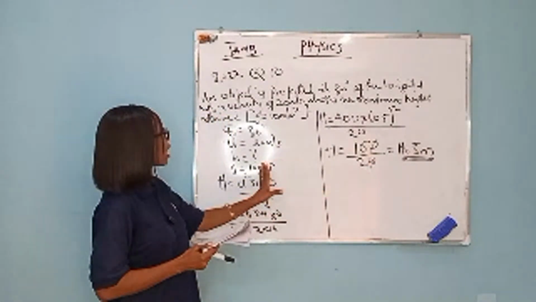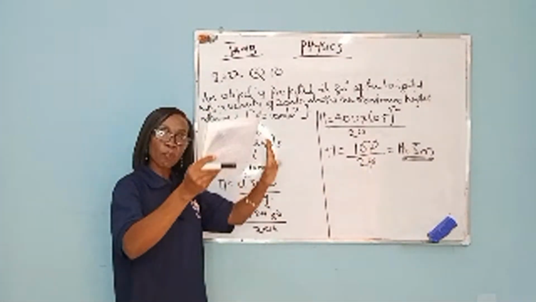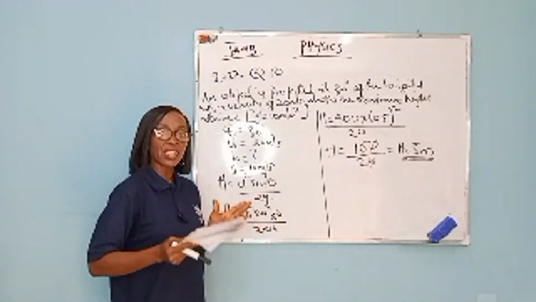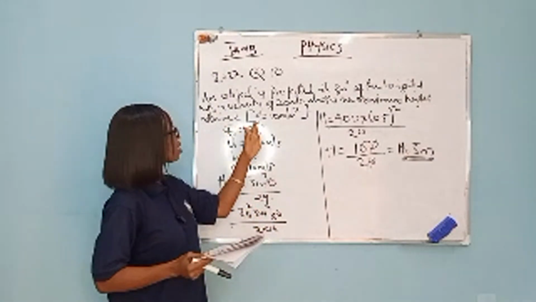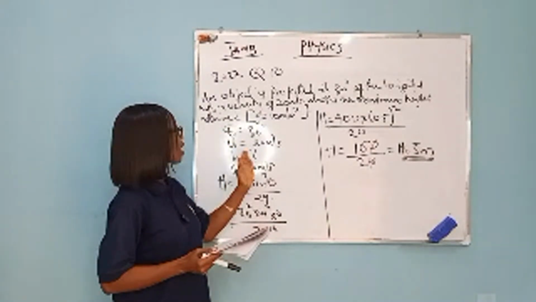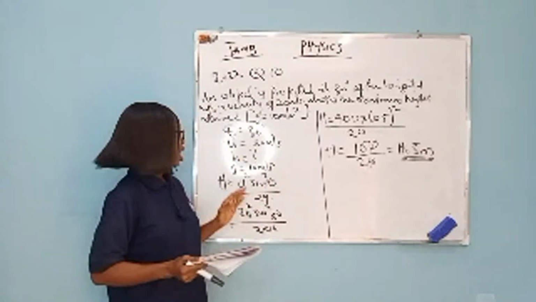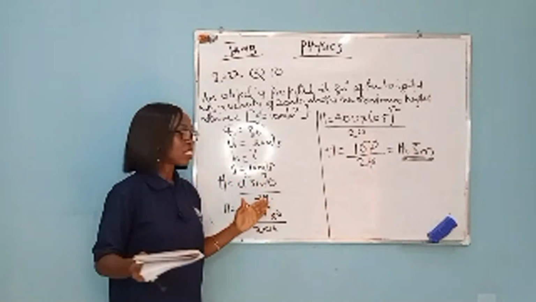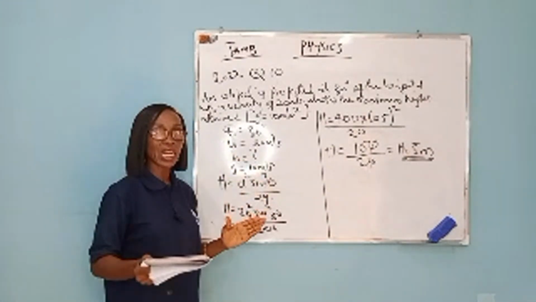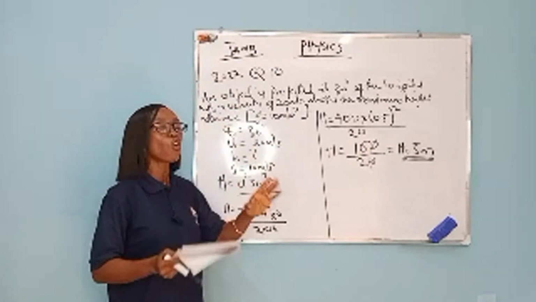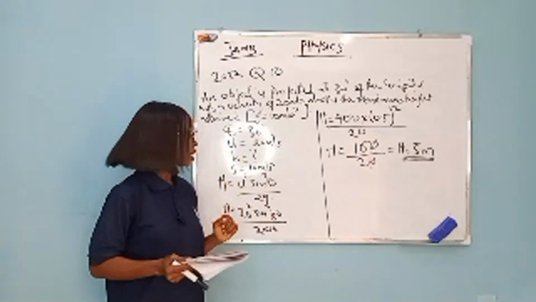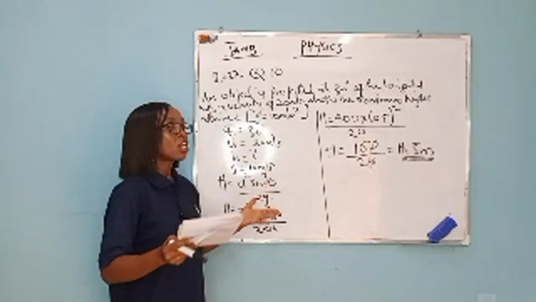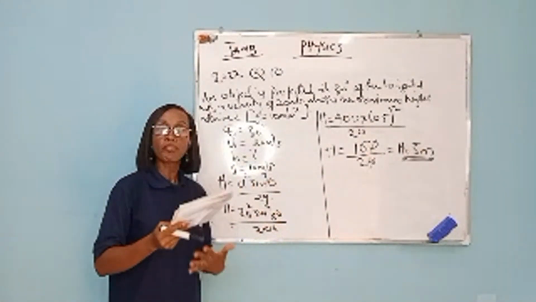I said again, the first thing you do is write out your parameters. What am I looking for? What am I given? I'm given the angle as 30 degrees. I'm given velocity as 20 meters per second. I'm also given g, which is the acceleration due to gravity, as 10 meters per second squared. And I'm asked to find the maximum height, H. And I said, this question is coming up from projectile.